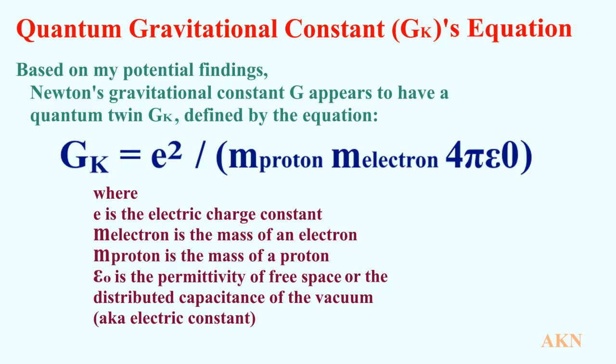This video is about my book titled Quantum Gravitational Constant Discovery from Phi Structure Constant. Based on my potential findings, Newton's gravitational constant G appeared to have a quantum twin, denominated here as the quantum gravitational constant GK and defined by the present equation.